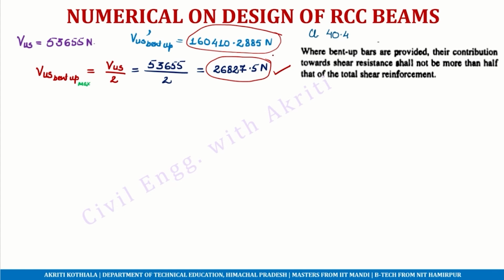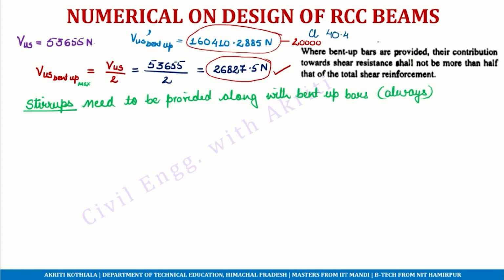So, because this value is much lower, we will be considering this value for the shear resistance provided by bent up bars. Let's say this value was lesser, around 20,000, then we would have taken this value into consideration. Now because we can only provide half of the shear reinforcement in the form of bent up bars, whenever we provide bent up bars we have to provide stirrups as well.